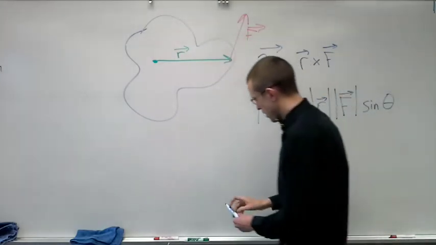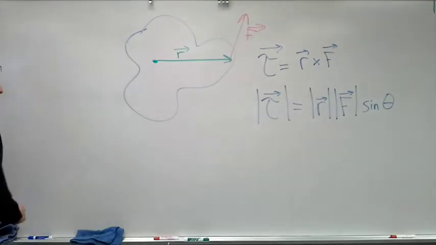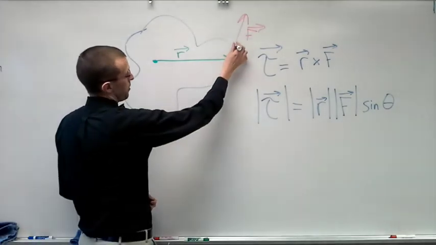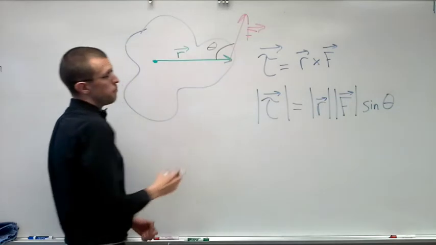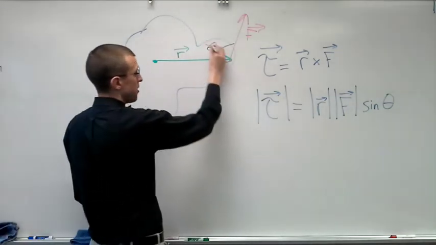Now that can be a little tricky. On a diagram like this, we might say, well, it looks like theta is right here, but actually that's not the case.